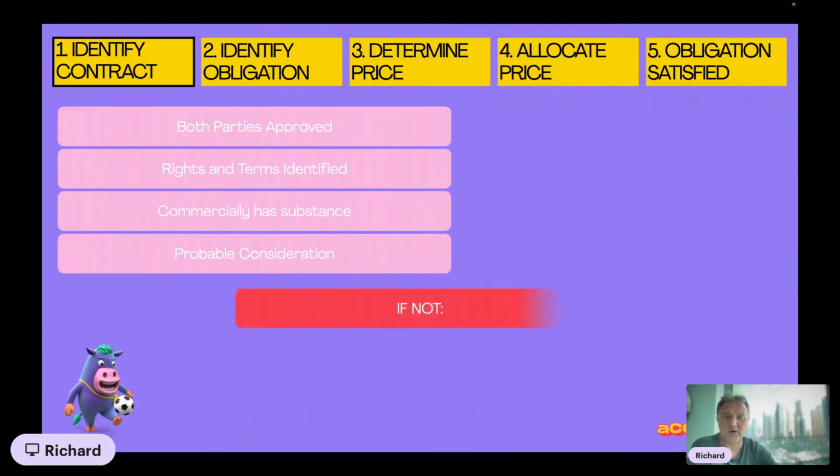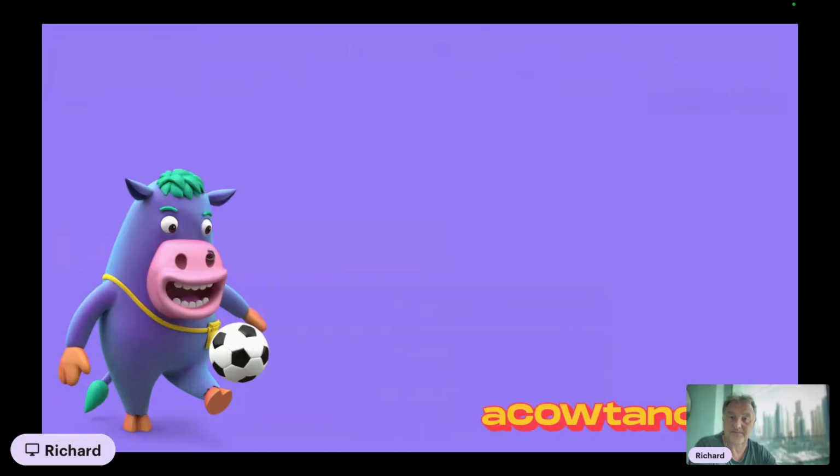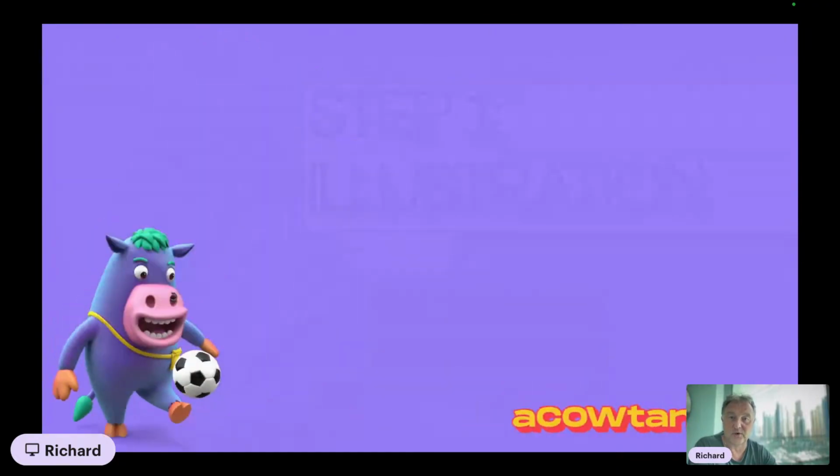So the question is, well, what if it doesn't have probable consideration? Well, you've received some cash, so you're going to debit cash and credit liability instead of crediting revenue, because you're probably not going to receive it because you haven't got probable consideration. You're probably going to have to pay it back, so therefore credit liability. But don't worry about that too much just yet. So here's an illustration of what I mean.